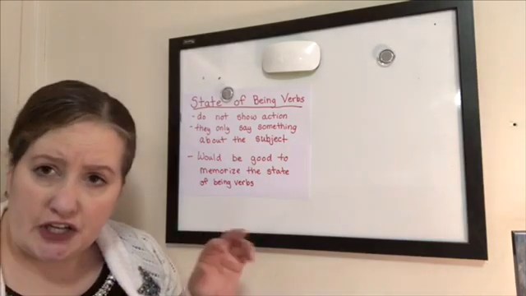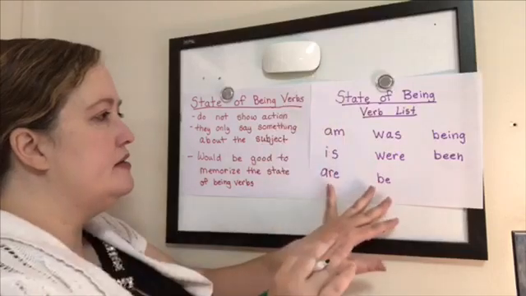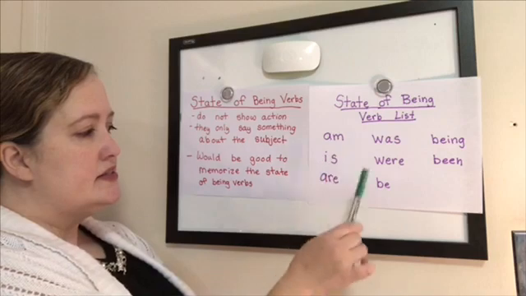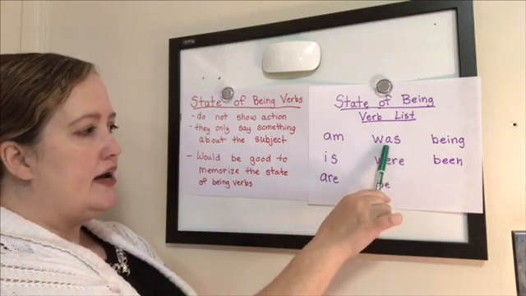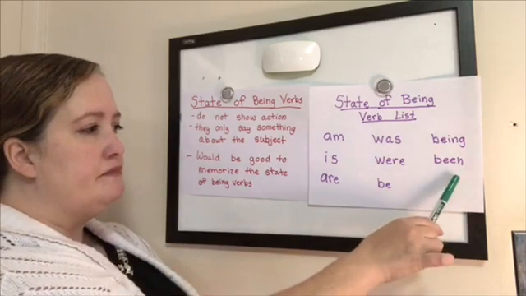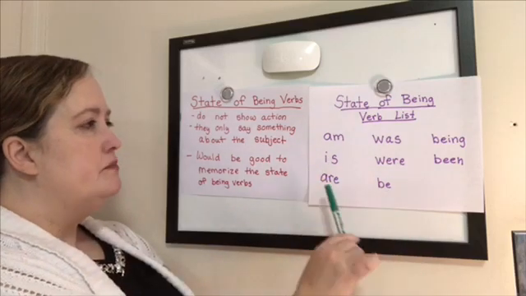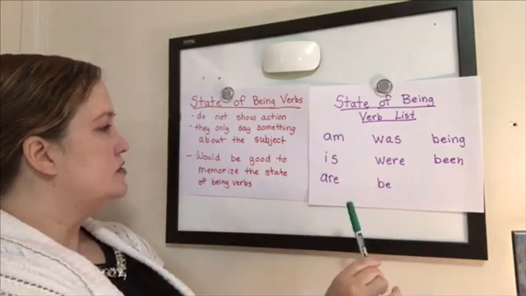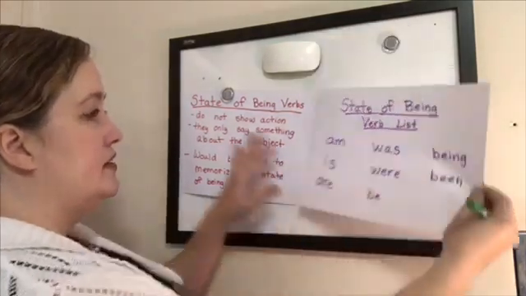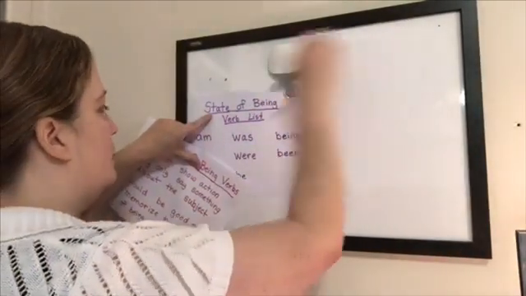It would be very good of you to memorize this list. The state of being verbs are am, is, are, was, were, be, being, and been. So you see, these do not show action. They only share something about the subject. And again, it would be very good if you would memorize these state of being verbs. That would help you a whole lot.